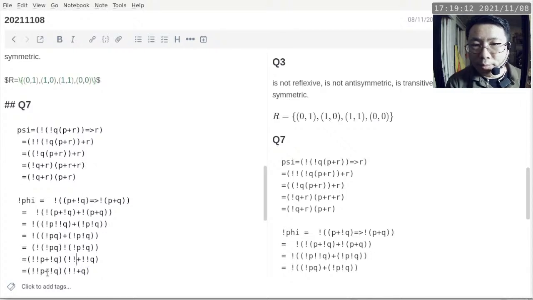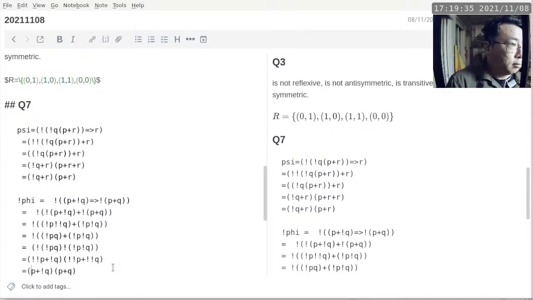Okay, so we have the extra P here. Get rid of the double negation, get rid of the double negation, and there we have it. Forgot to add P. Did I? Oh, okay, I see. Okay, gotcha.